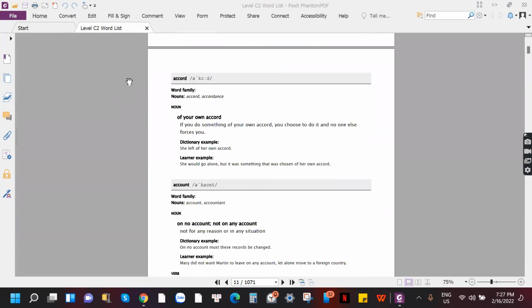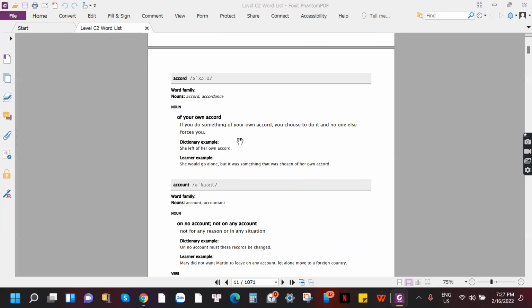The third word that we have today is the word accord. For example, according to somebody, or in accordance with. And right here, you can see the example of your own accord. If you do something of your own accord, you choose to do it, and no one else forces you. So, for example, I just want to go my own way. People can say something like this.